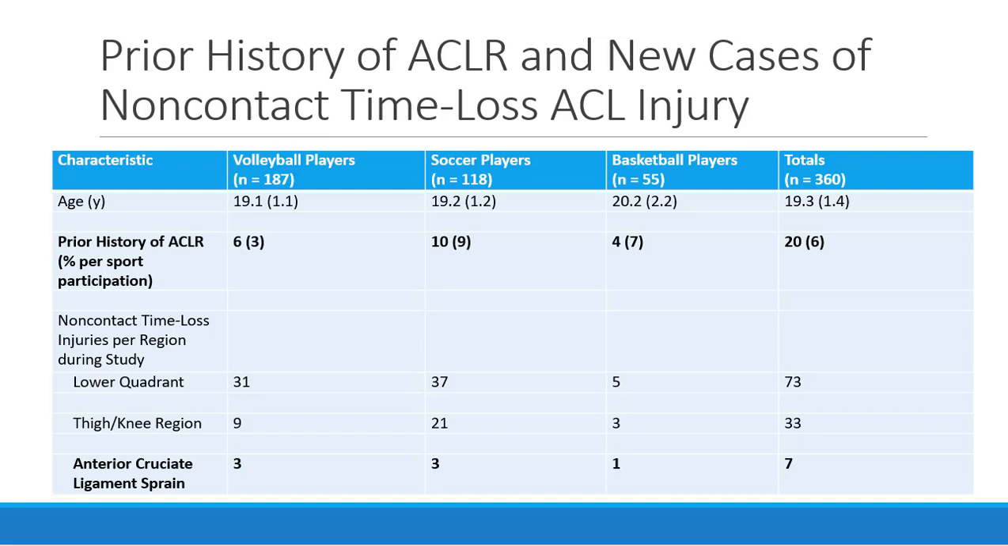You can see the breakdown per sport with the prior history of ACLR per each sport. And then you see at the bottom the non-contact time loss injuries per region during the study. During the study, there were a total of 7 ACL injuries, 3 occurring in volleyball players, 3 occurring in soccer players, and 1 occurring in basketball players. And again, I want to highlight that these were non-contact time loss ACL injuries.